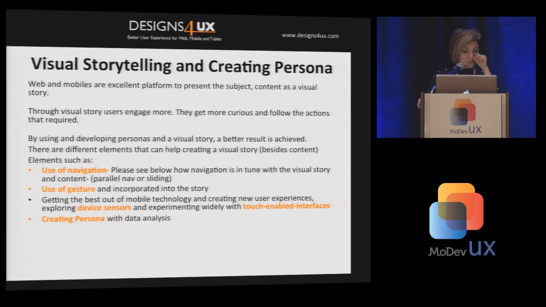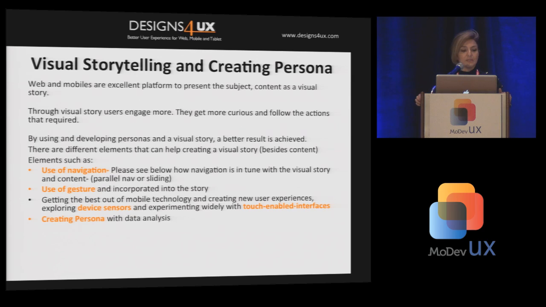The number 5 is visual storytelling and creating persona. Web and mobile are excellent platforms to present a subject as a visual story, because with a visual story, you can engage customers more. Visual story is not only about the contents. You have to have great content as a story, but there are other tools that can help you to implement it better. For example, using navigation. Using parallax or vertical navigation helps a lot in creating this visual story.